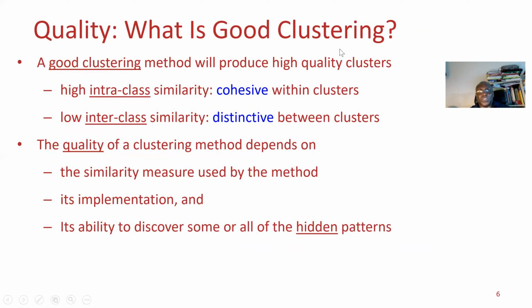So what is good clustering? I would say high intra-class similarity. If they are the same, very similar, and if they are not the same, low inter-class similarity. This is cohesive within clusters, and distinctive between clusters. So the quality of a clustering method, again, is based on similarity measures, and we do this normally using distance measures.